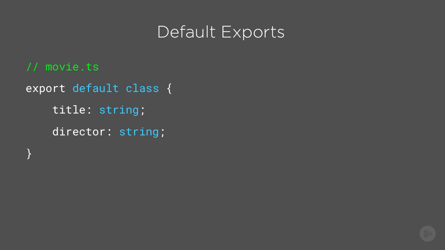In this example, I've got a file named movie.ts and I'm exporting a single class from it. Notice that this looks like any other export declaration with a couple of small differences. The first is that I've added the default keyword after the export keyword and before the actual declaration. The second is that I didn't provide a name for the new class. Assigning a name to a default export is actually optional since the importing module doesn't need to know its name.